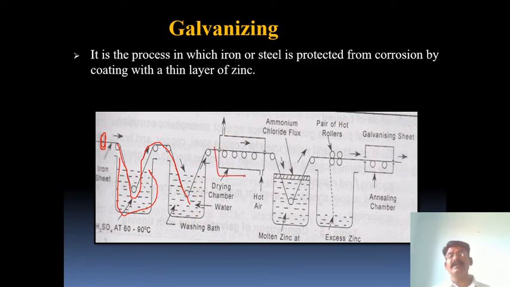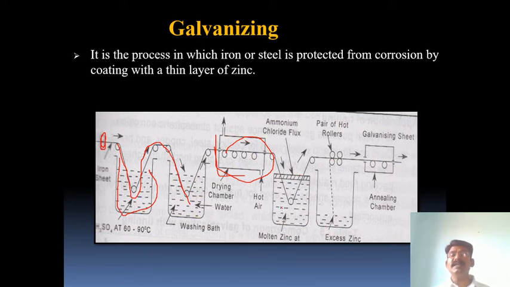This is the drying agent. So these are all rollers. The iron sheet comes slowly, dips in the sulfuric acid, then dips in the water bath and is dried. This area is called the drying area, and it slowly moves towards the molten zinc. Here we have the molten zinc at high temperature. Ammonium chloride is used as a flux. The iron sheet is slowly dipped and slowly passes through.